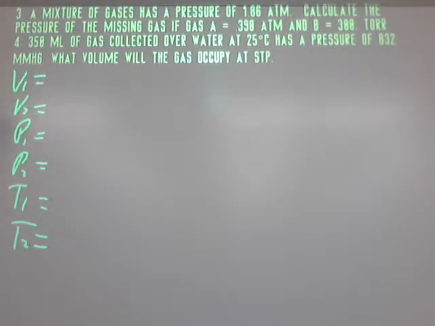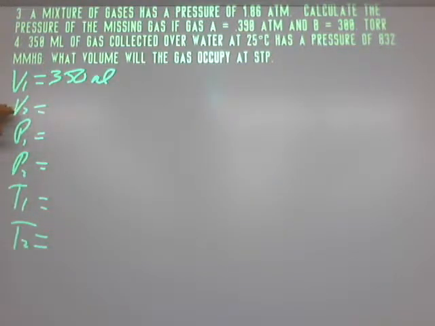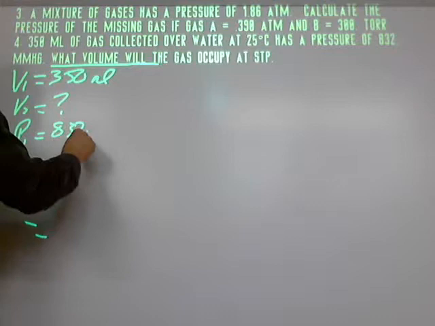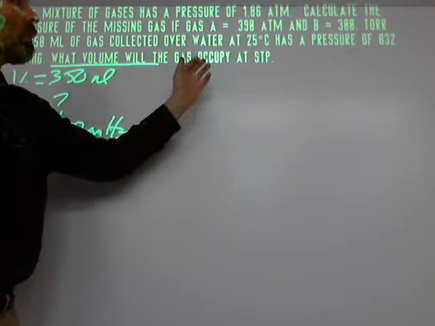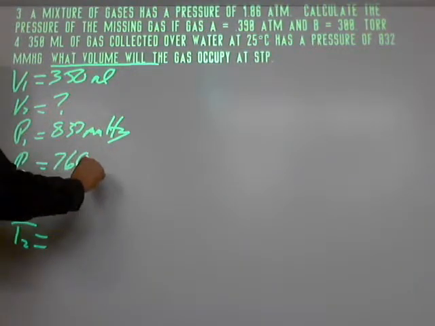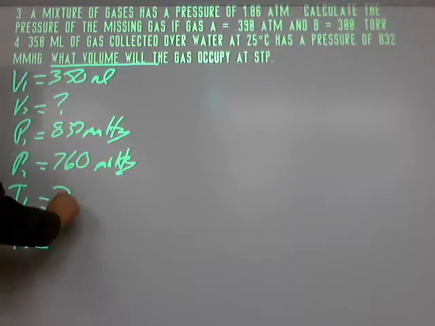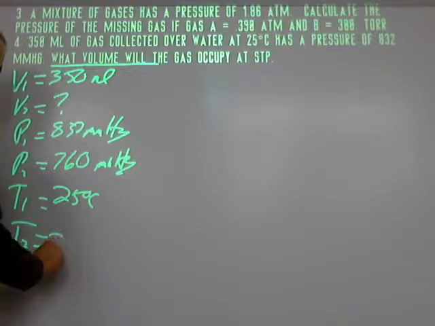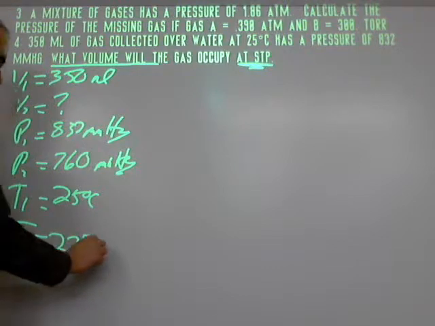My initial volume is 350 milliliters of gas, and it's collected over water. That's important. We'll get to that later. V2, it's what I'm looking for. What volume will it occupy? P1, my initial pressure, all right, is 832. It has a pressure of 832 millimeters of mercury. All right. And my P2, it says, what will it be at STP? That's going to be 760 millimeters of mercury. My T1, my initial temperature, is 25, and my T2 is 273 because it says at STP. That's what it means. STP, standard pressure, standard temperature, Kelvin.